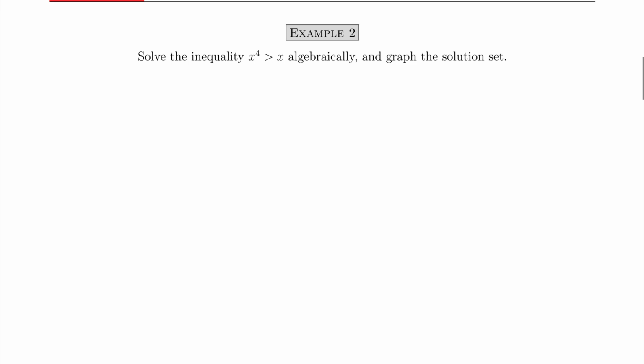So for example 2, it says to solve it algebraically. Our first step is to subtract that x from the right hand side, and we generate this polynomial expression on the left where we have x to the 4th minus x is greater than 0. We can factor an x out of both terms, and then the quantity in the parentheses is the difference of two cubes, which is another one of those forms that we know how to factor. We get x times x minus 1 times x squared plus x plus 1.